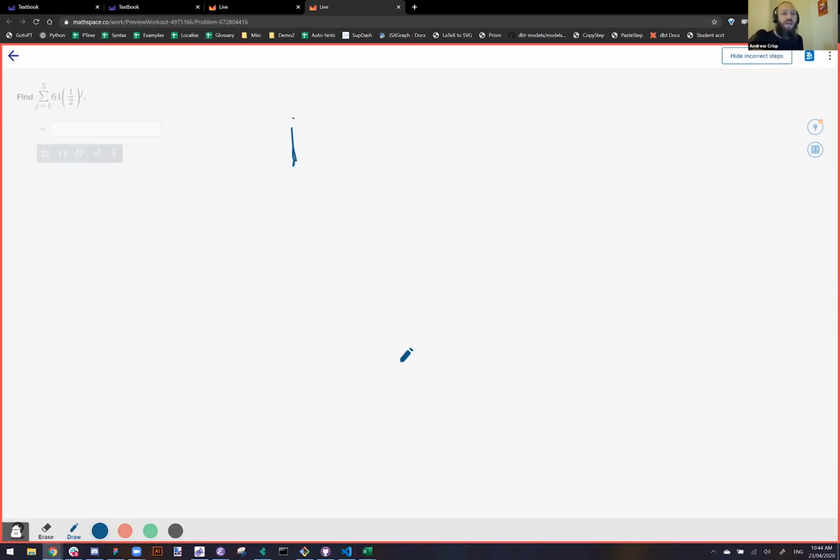1 plus a half plus a quarter plus 1 on 8 plus 1 on 16 plus ... Now, just as an exercise, what we're going to do is rewrite this in sigma notation, just as an exercise in learning about sigma notation. Then we'll get to the bigger conclusion elsewhere. All right.